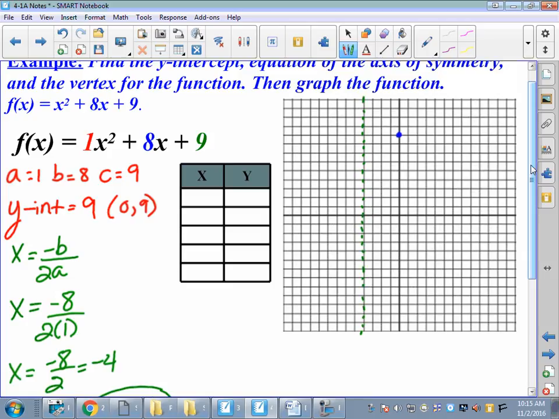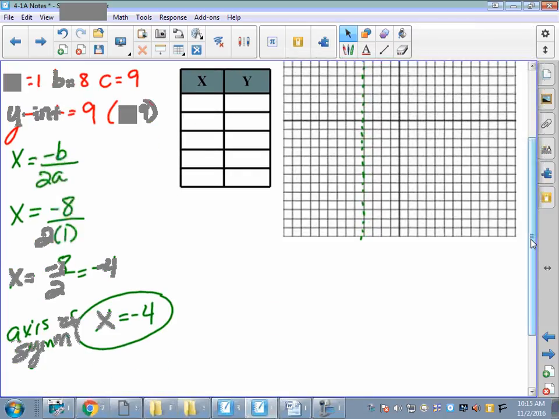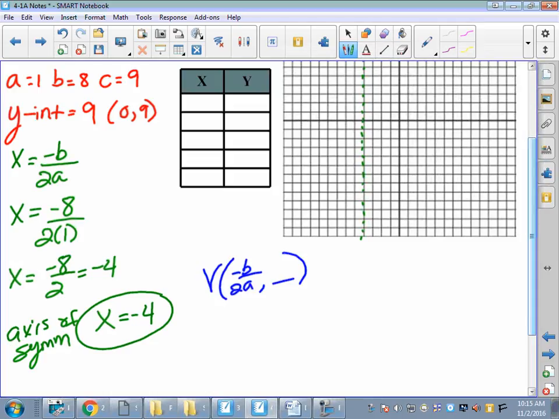And this is going to help us graph because it shows symmetry. I'm actually going to make my y-intercept red so it matches my work. So my y-intercept work is in red. My axis of symmetry work is in green. Now we can do the vertex. So once I get that negative b over 2a value, I know my vertex is negative b over 2a and then something else. So my vertex is negative 4 something. And my vertex is always my middle point, just like in absolute value functions.